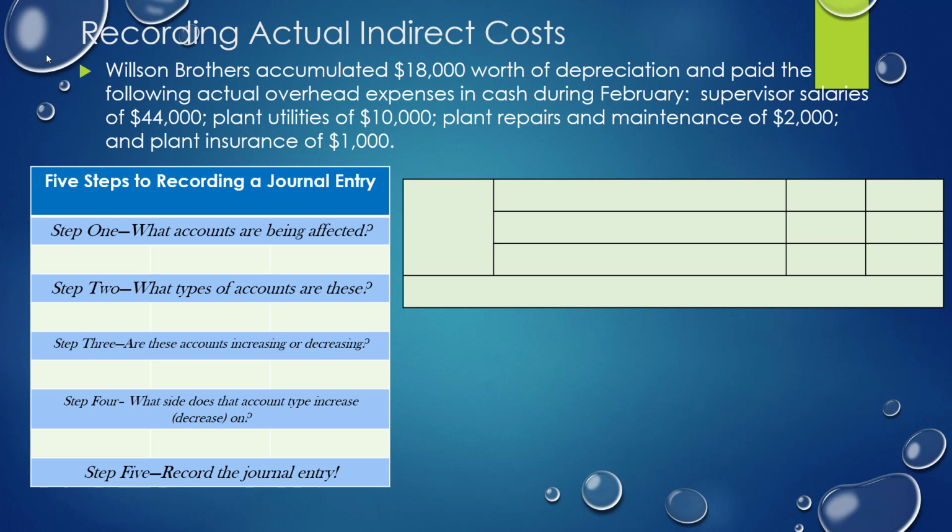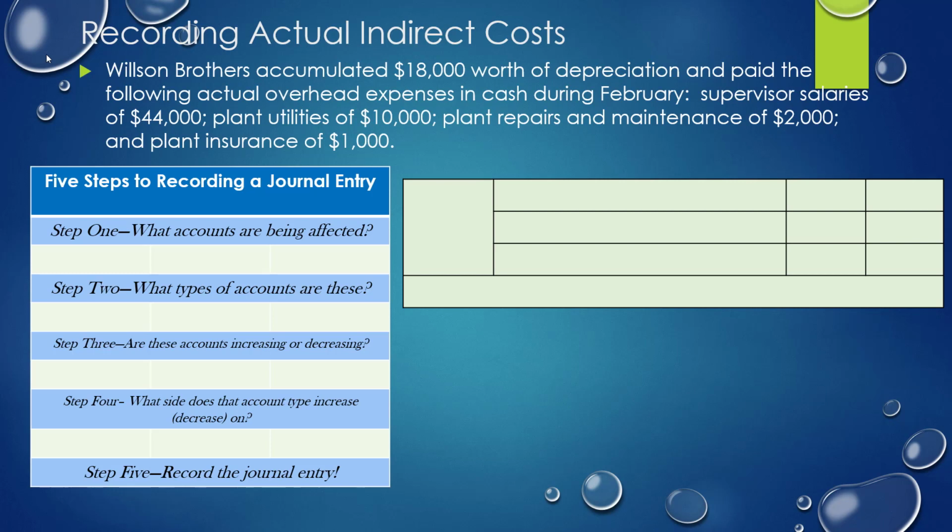They had $18,000 worth of depreciation on the equipment they used for production, and they paid the following overhead expenditures in cash. They paid $44,000 in supervisor salaries. They paid plant utilities of $10,000. They paid $2,000 for repairs and maintenance on their plant, and they paid $1,000 for insurance.